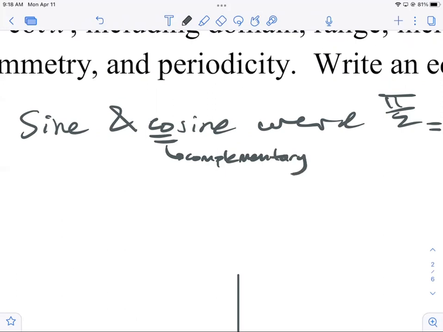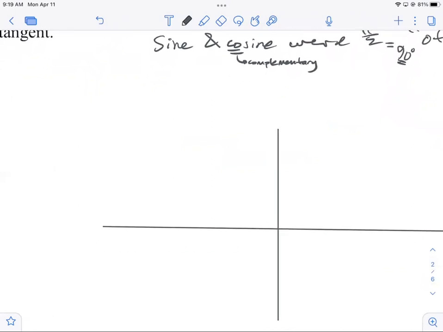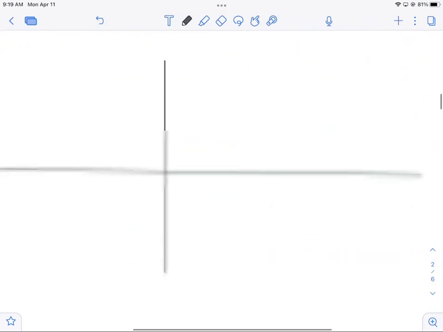They're called complementary functions because they only differ by 90 degrees, just like two angles are complementary if they only differ by 90 degrees. They add up to 90. So guess what tangent and cotangent are? They're complementary functions, and their graphs then only differ by 90 degrees, or how many radians? Pi halves.